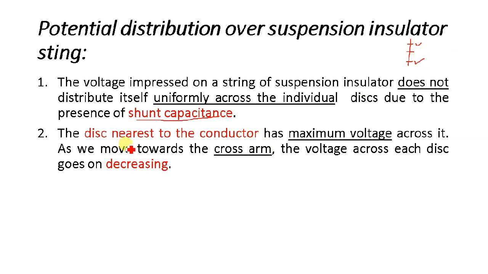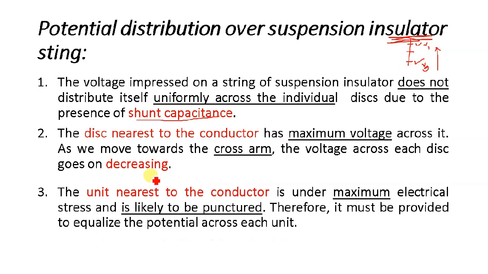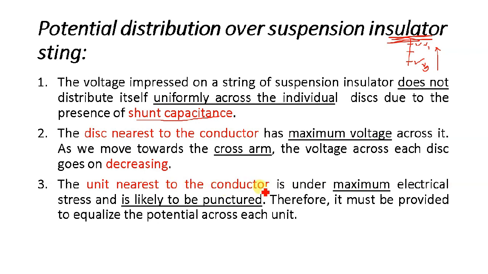Okay, so as we move towards the cross arm, so let's say my cross arm is right here, the voltage across each disk goes on decreasing. So let's say your V3 will be maximum and V1 will be minimum. The unit nearest to the conductor is under maximum electrical stress and is likely to be punctured. So obviously the conductor is right here, so the maximum electrical stress will be felt at disk 1. So obviously it is likely to be punctured.